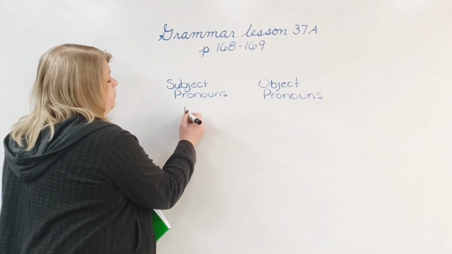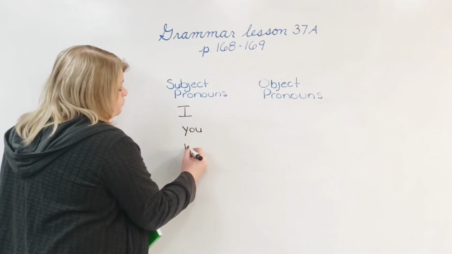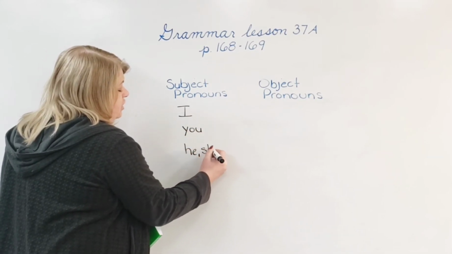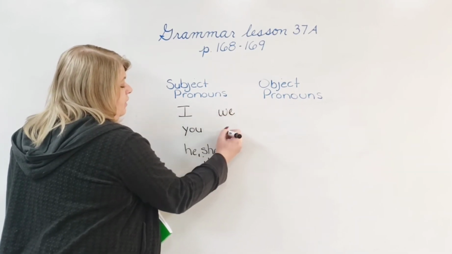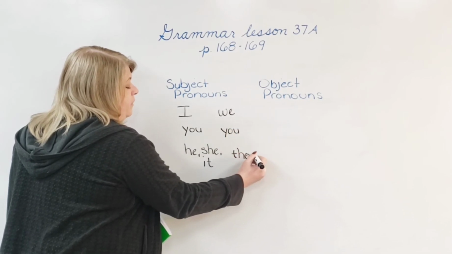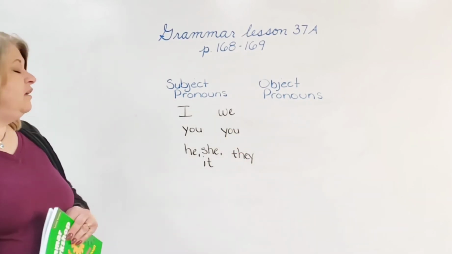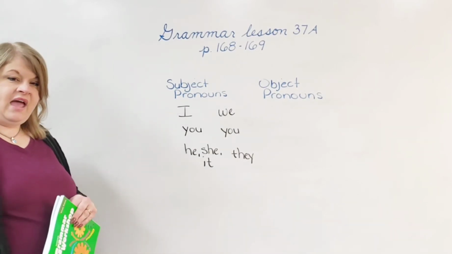So here we go. We have I, you, he, she, it, we, you, they. Do you remember them? Let's say them together. I, you, he, she, it, we, you, they.